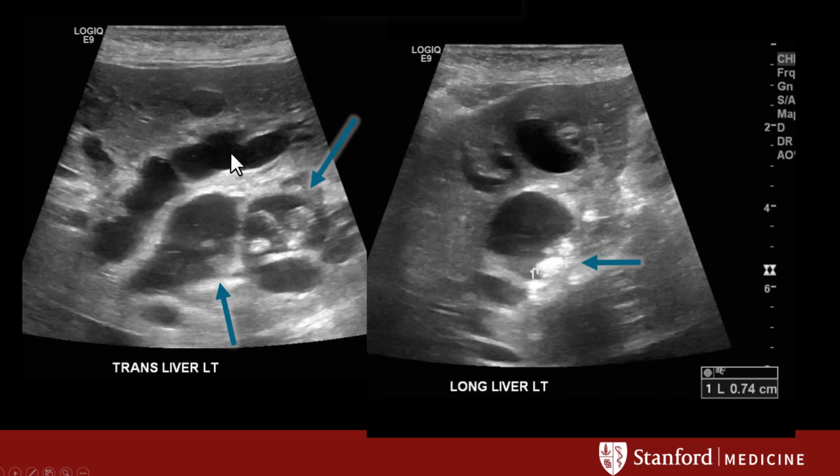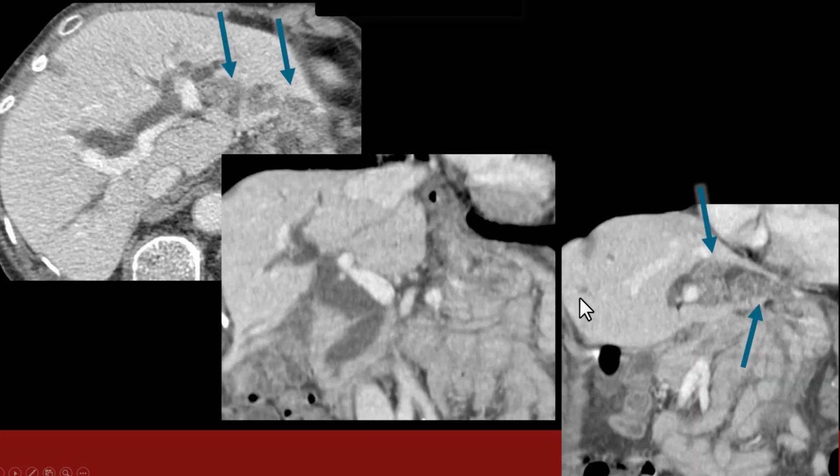So we see massive ductal dilation here, and then look at this sort of serpiginous duct with these huge stones just sitting in there. Notice that they don't shadow, neither do these. So just tons of intraductal stones. This is a CT on the same patient. And you can see, these bile ducts here are dilated, but we don't see intraductal debris. But these ducts here on the left are just chock full of stones.